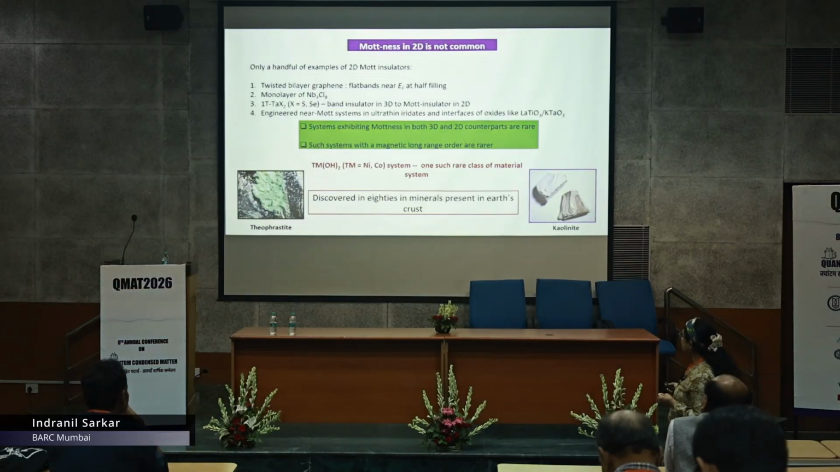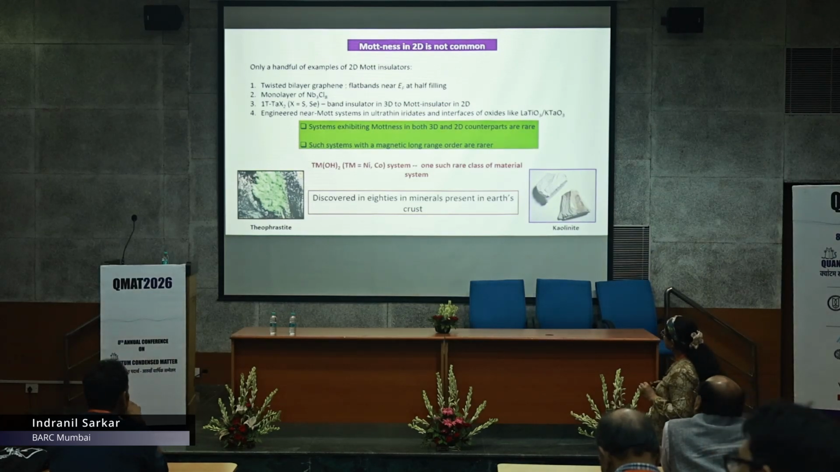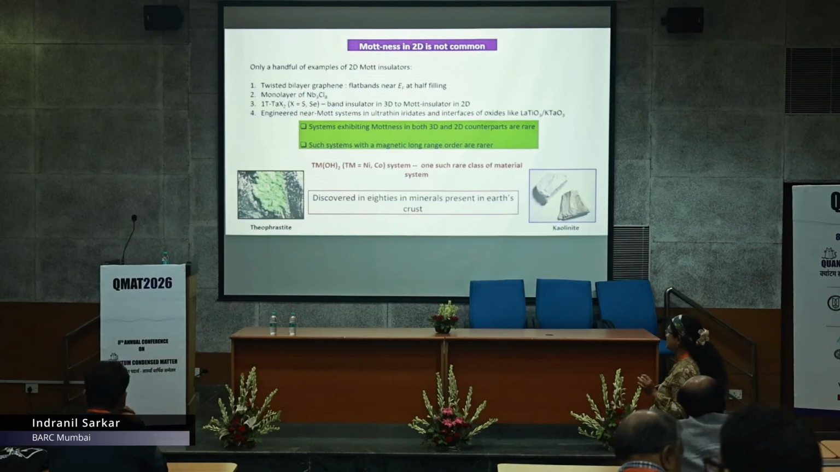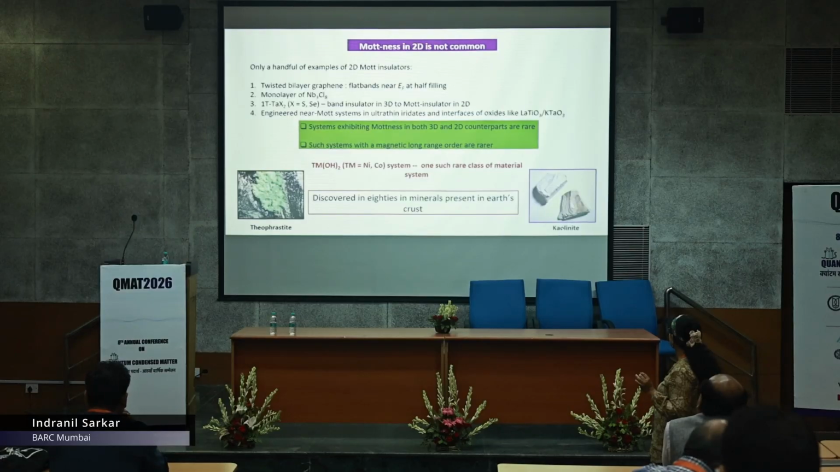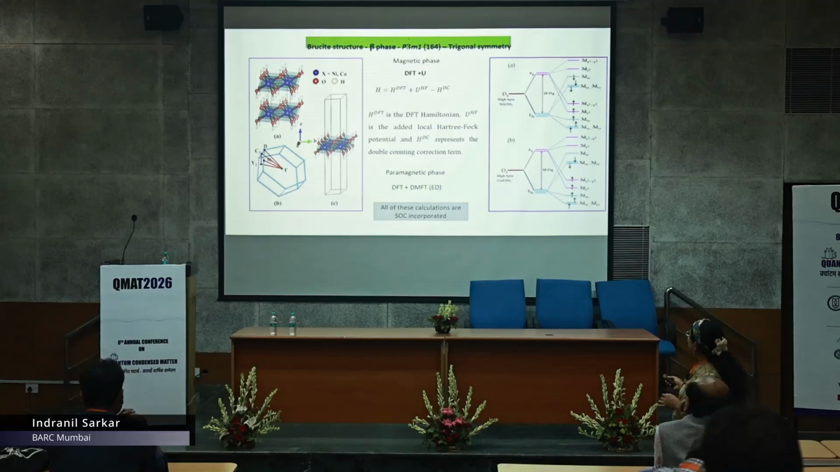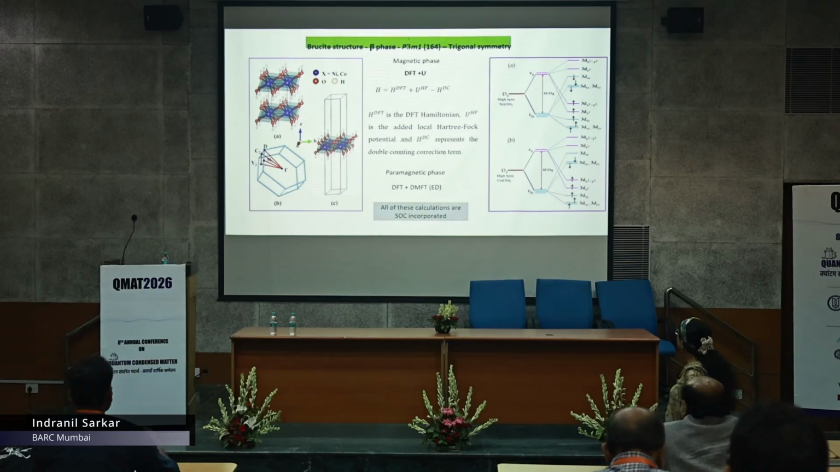So what we are predicting is that this system is a Mott insulator in both the 2D and 3D limit, and these are very old mineral systems. Nickel hydroxide is from theophrastite, and this is kaolinite, cobalt hydroxide. We studied a brucite structure, which is a beta phase, a trigonal symmetric phase, and you can see that distorted octahedra are present here, which leads to a degeneracy lifting between the XY and XZ and YZ levels.